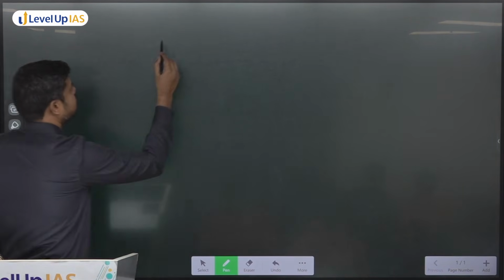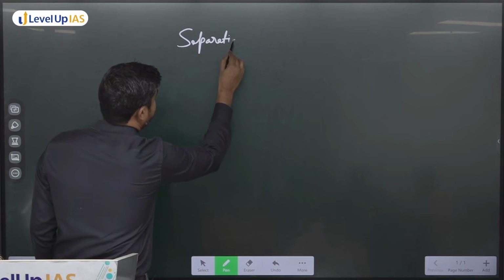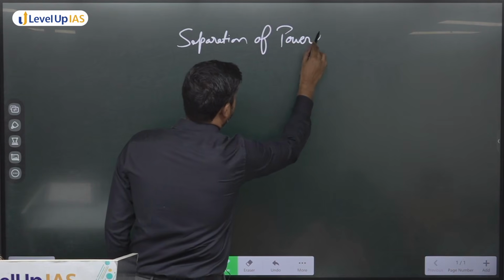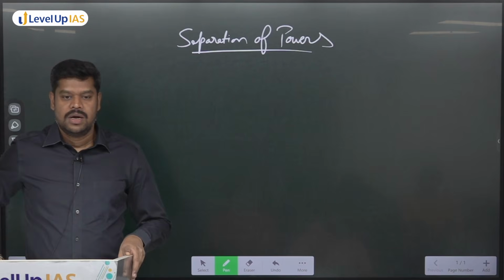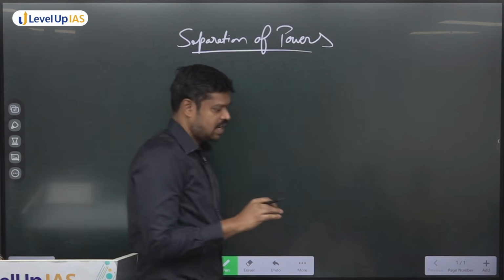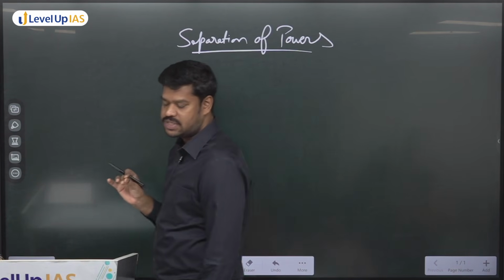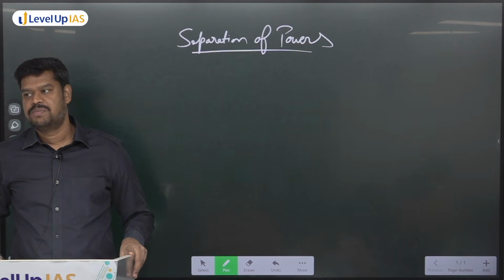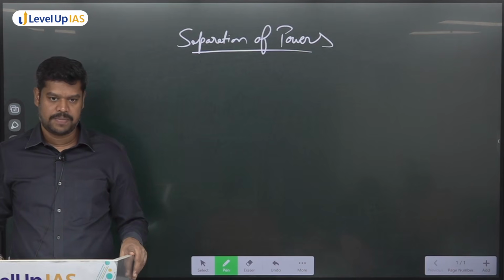Okay, write down the next topic, that is separation of powers. Now, what do you understand by separation of powers? Separation of powers means horizontal distribution of powers. So the keyword that you have to remember is horizontal distribution of powers. That is a basic thing. The power is distributed horizontally between different organs of the state.